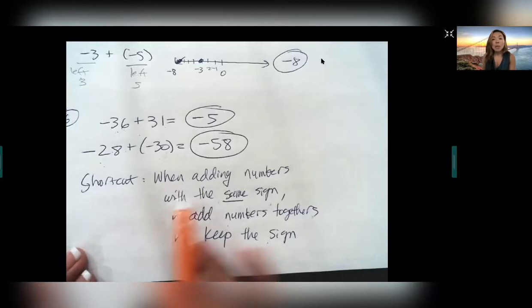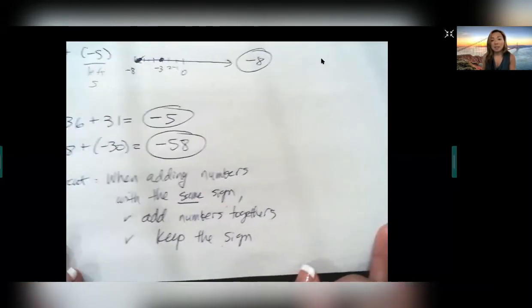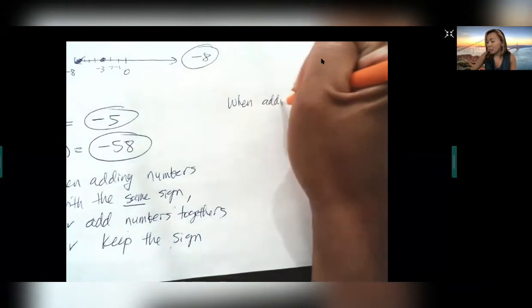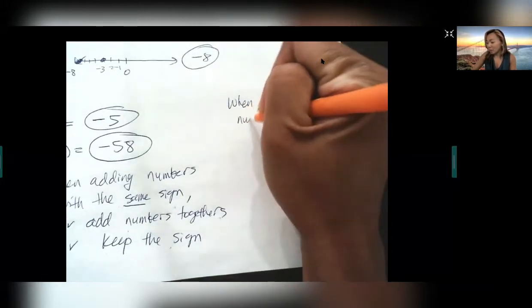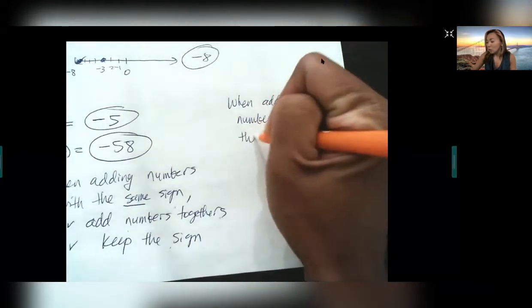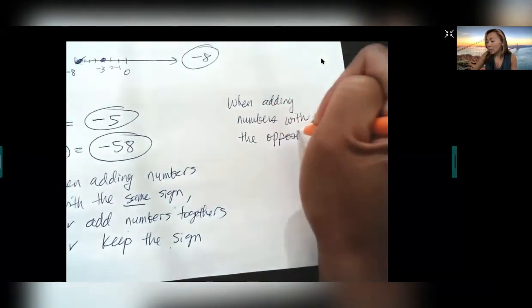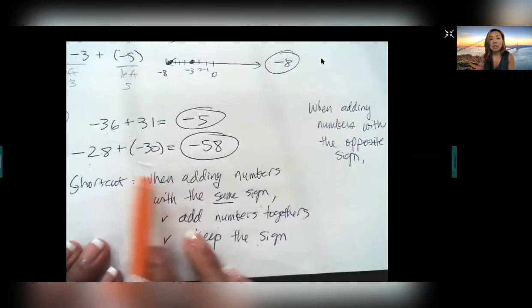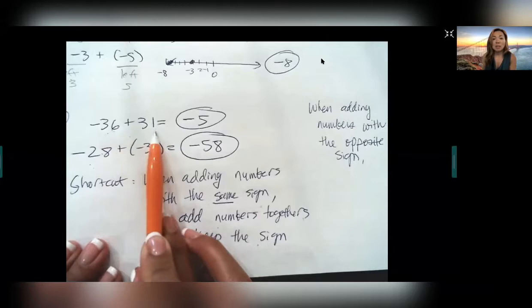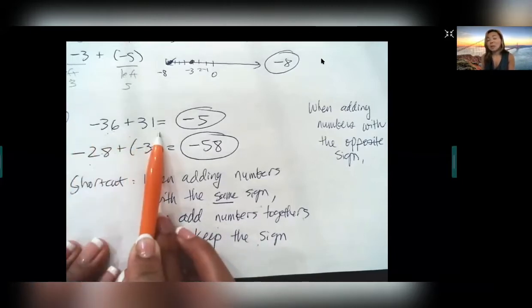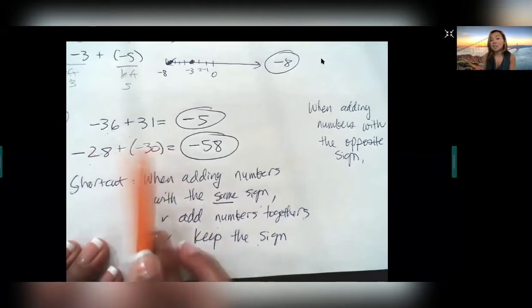So what happens when we're adding numbers with the opposite sign? Let me write this down. When adding numbers with the opposite sign, notice that we are walking or taking steps in different directions. So here, negative 36 plus 31, we walked 36 steps to the left and then 31 steps to the right. So we're walking in different directions.